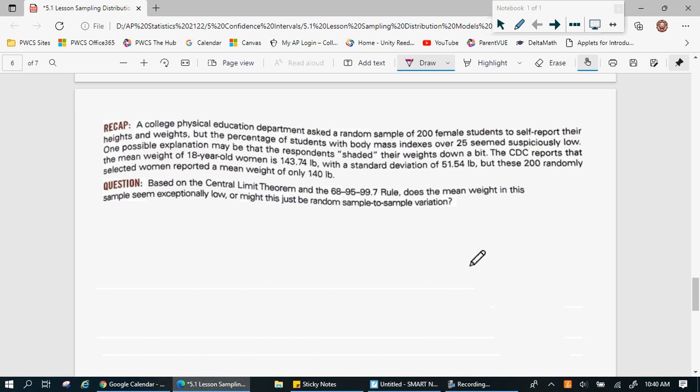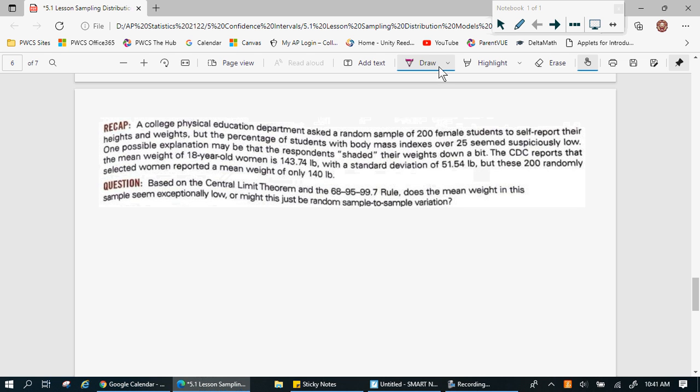So here we're talking again about our female students at a large university. They talked about BMI. They collected data on height and weight, and they have this information again from the CDC, and they have some previously collected data that says the mean weight for an 18-year-old woman, so somebody that would be in college, is 143.74 pounds. They have a standard deviation there of 51.54 pounds.